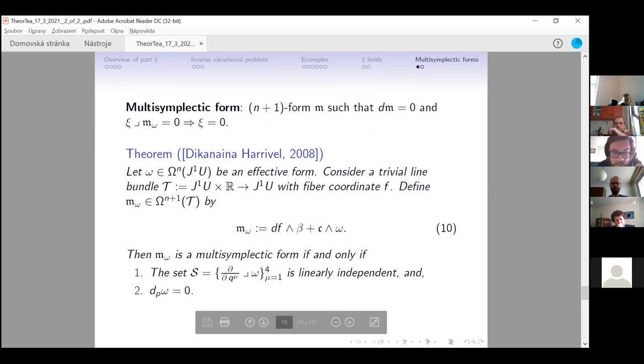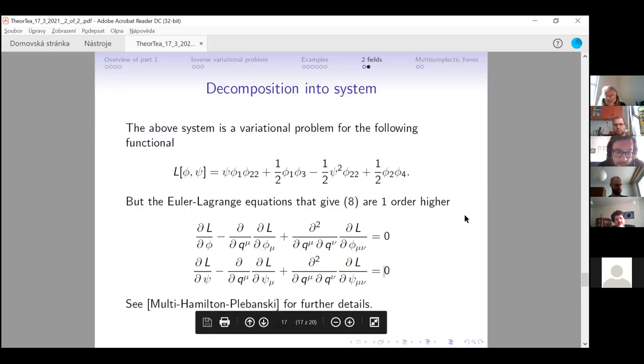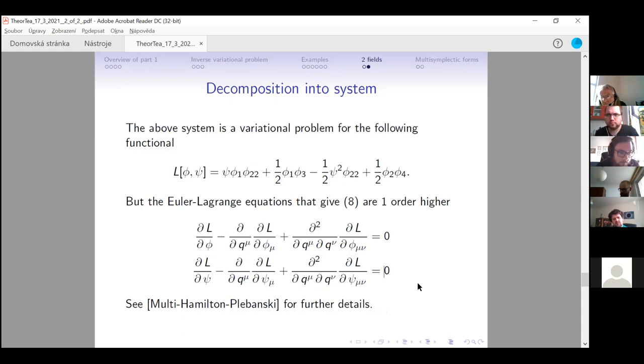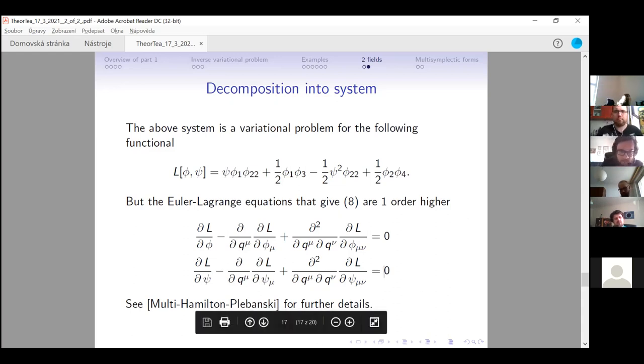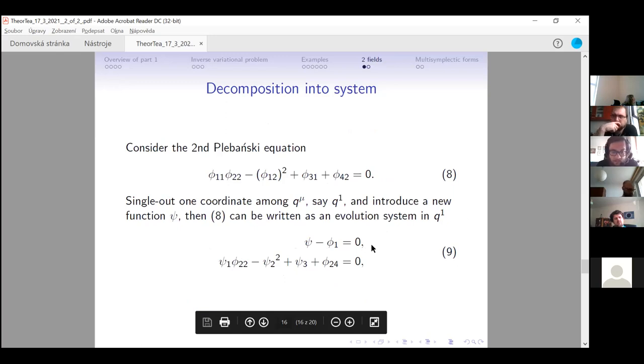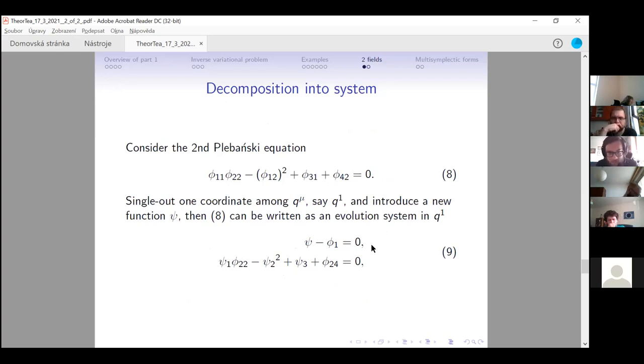Sorry, can I ask about this? I'm a little bit confused. You have two approaches in which you can bypass the fact that the second Plebanski equation doesn't give you a Lagrangian. Here you showed that you can split the equation into a system of two equations, add a new field, and then you can find a Lagrangian. But the Lagrangian still has second derivatives in it, right? Yes, exactly, so it's on J2M. It's a different thing.